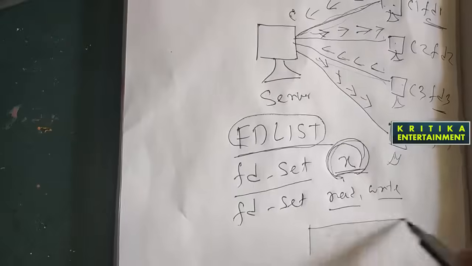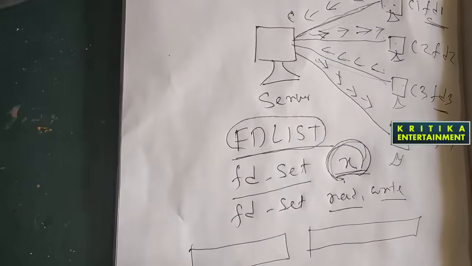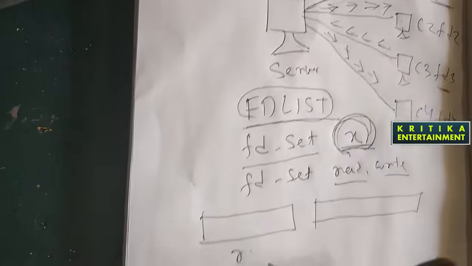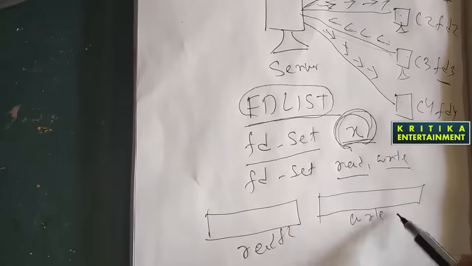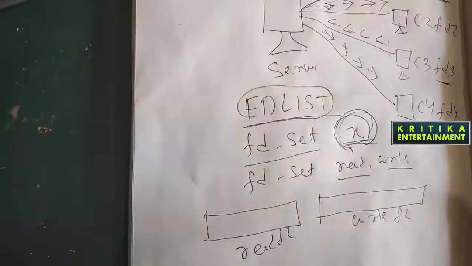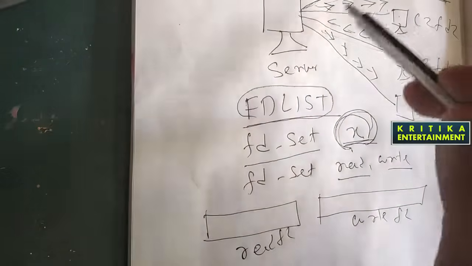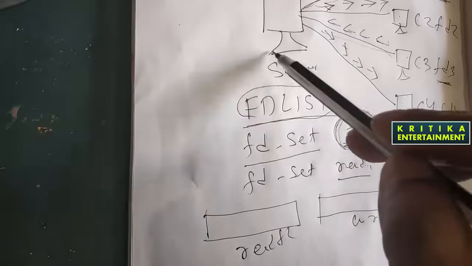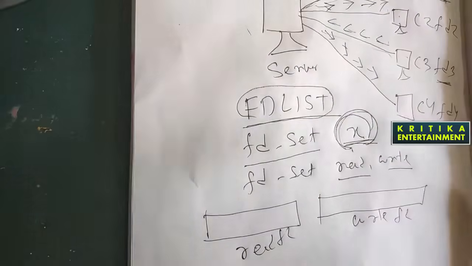So this is the read FD, and suppose this is the write FD. Then FD1 from C1 and FD3 from C3 are both used to read. The server is used to read the data from C1 and C3.